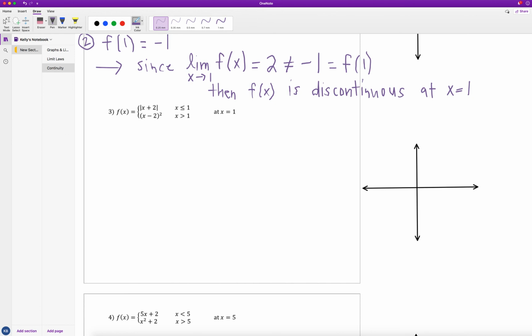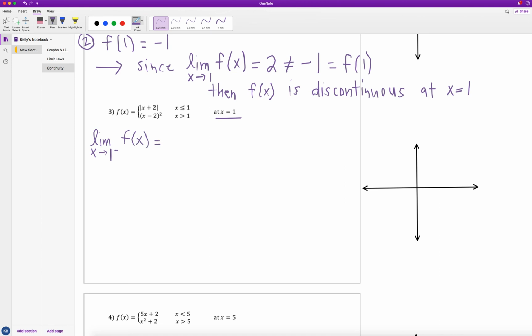Okay, as we check 3, I have this piecewise function that says f of x equals the absolute value of x plus 2 when x is less than or equal to 1, and f of x is equal to x minus 2 squared when x is greater than 1, and we're curious about the continuity when x equals 1. So the first thing we have to check is the limit from the left and the limit from the right and see if those guys are equal. So let's start with the limit from the left. So if I take the limit as x approaches 1 from the left of f of x.